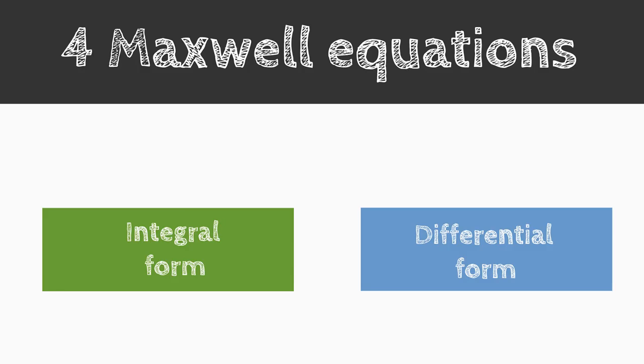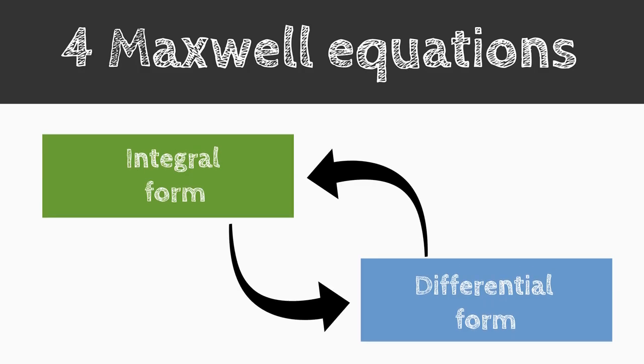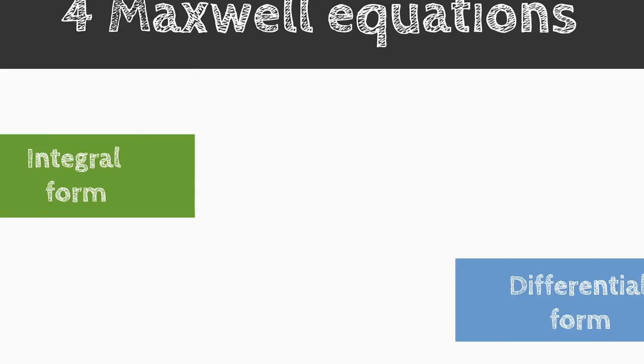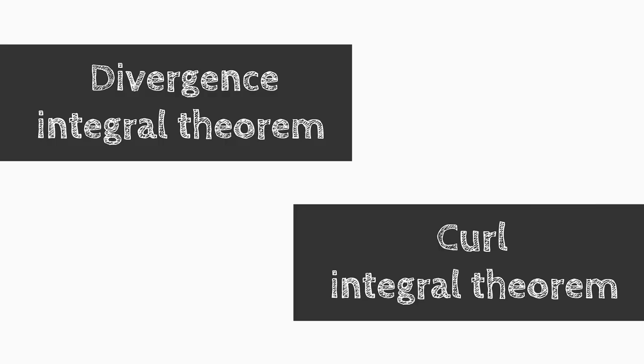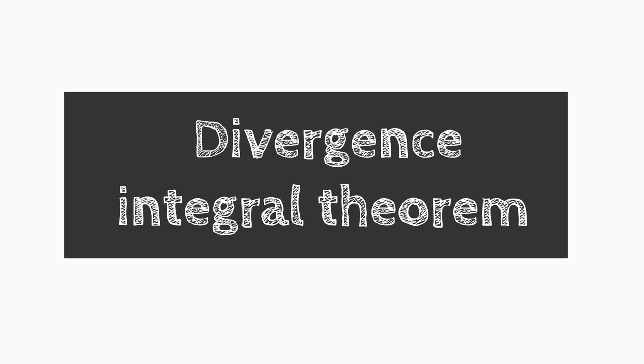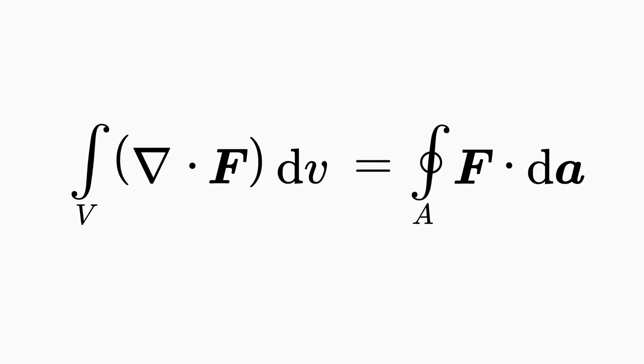Both forms are useful and can be transformed into each other using two mathematical theorems. One theorem is called the Divergence Integral Theorem and the other one the Curl Integral Theorem. If you understand the two theorems, it will be easier for you to understand the Maxwell equations. Let's first look at the Divergence Integral Theorem. This is what the Divergence Integral Theorem looks like in its full splendor.